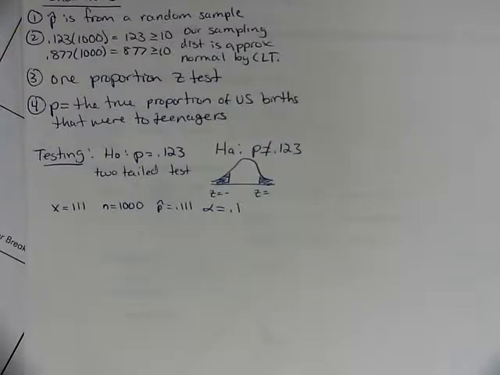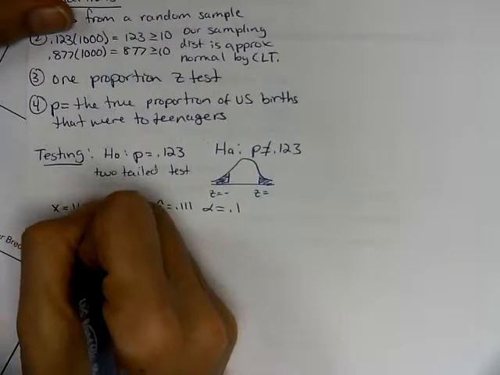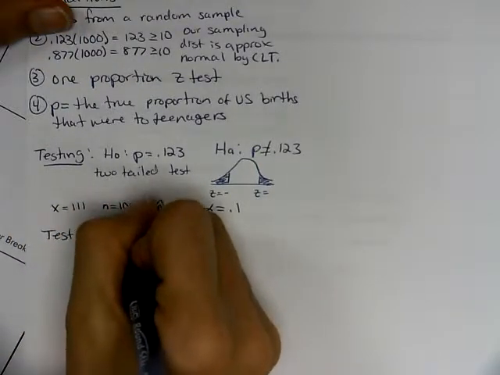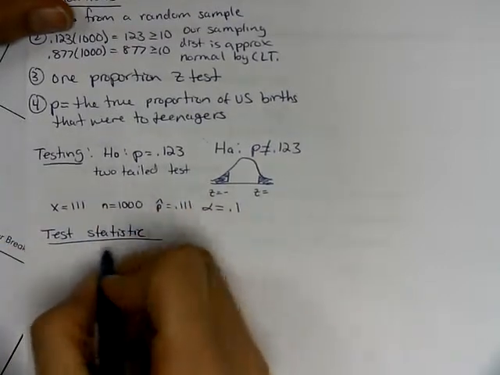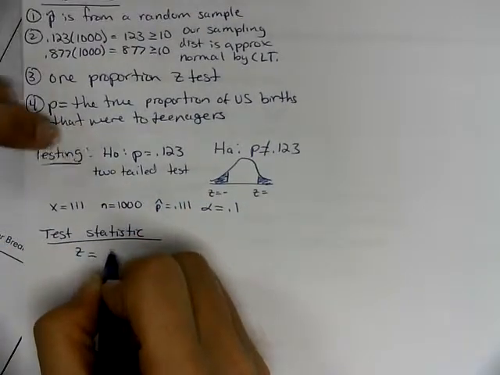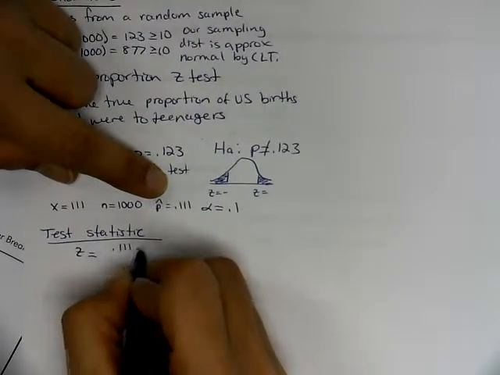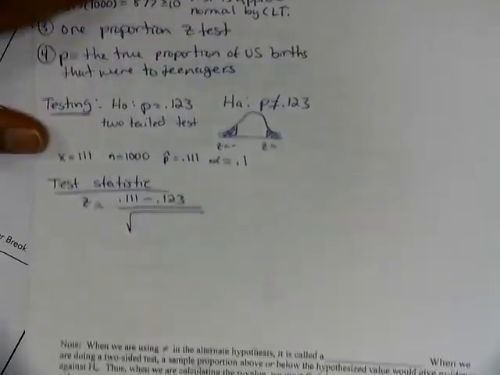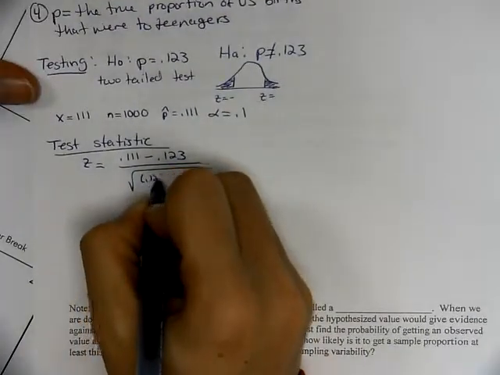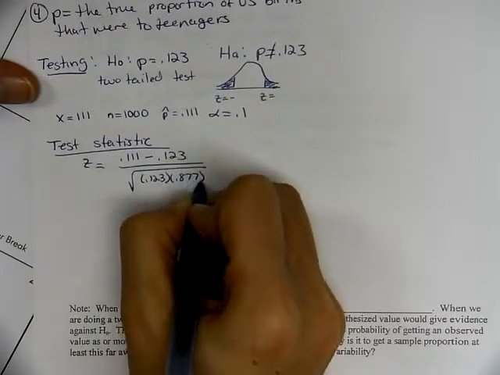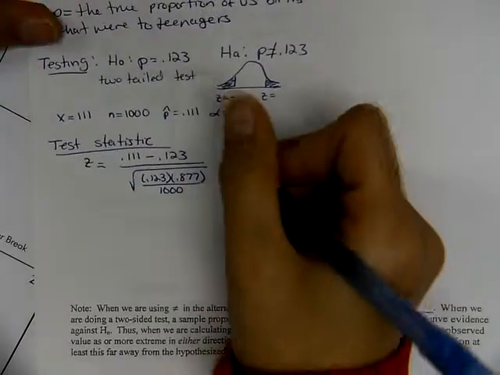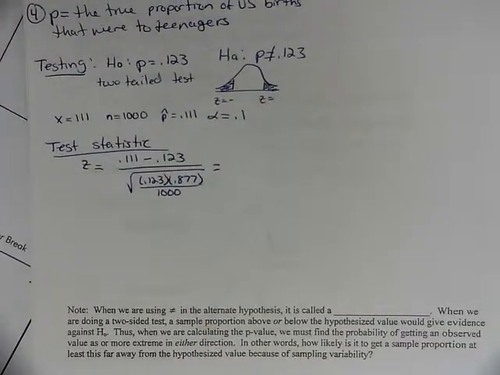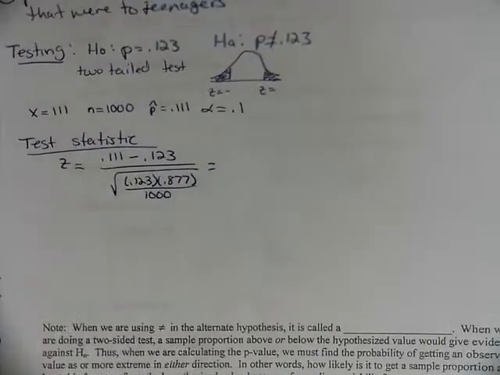I think we're good. We'll do that later. So then your test statistic. z equals, so here's where you take your p hat. So 0.111 minus 0.123 divided by the square root of 0.123 times 0.877 divided by 1,000. Now, again, you can calculate that.